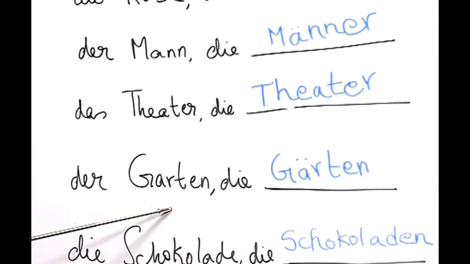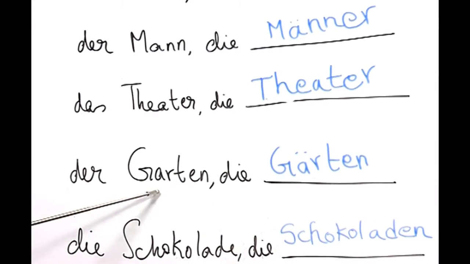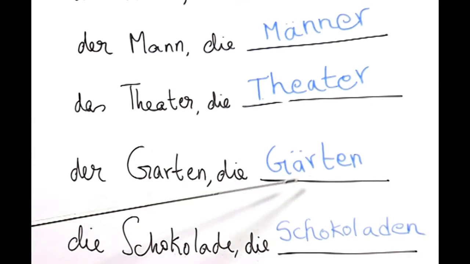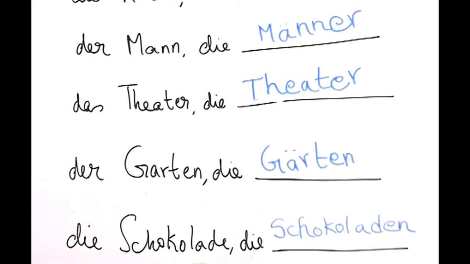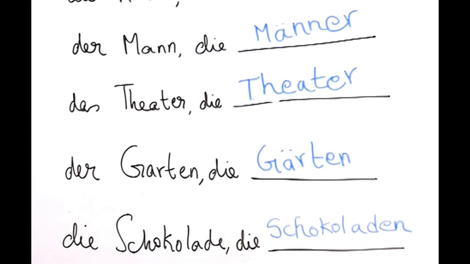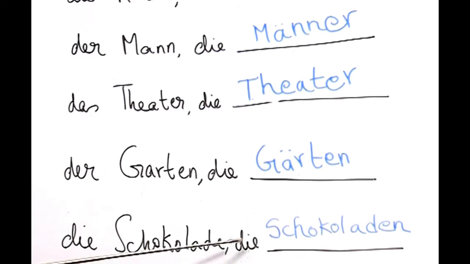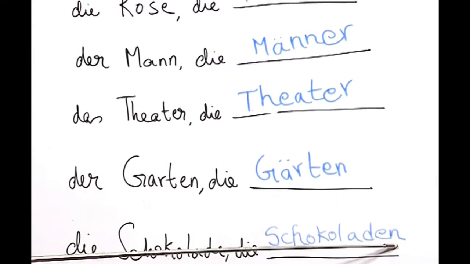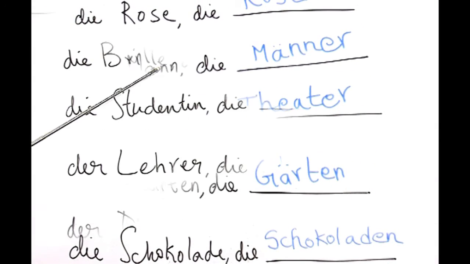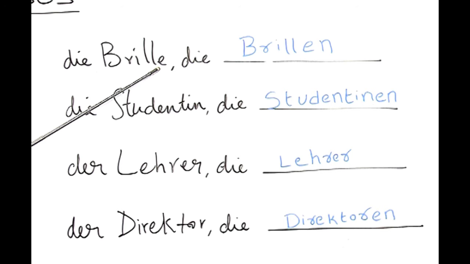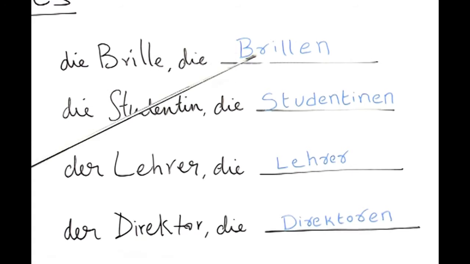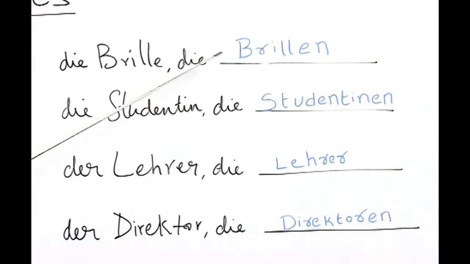So, here das Theater will remain in plural form also die Theater. Der Garten, which is similar to the garden. Here as you can see, the plural form has got an A umlaut, which is the right answer. Die Schokolade, die Schokoladen. Schokolade, as you know, is chocolate. Here like the noun die Rose, the ending is also E, therefore, it has the plural ending N, which is the right answer. Now, we have a similar noun die Brille, which means spectacles. Here the ending is E, the plural form therefore has the ending EN, which is the right answer.